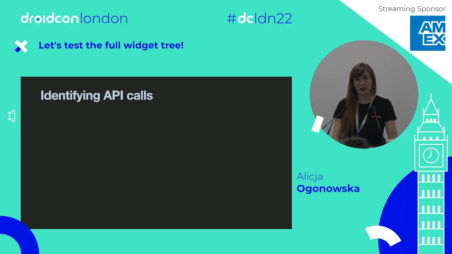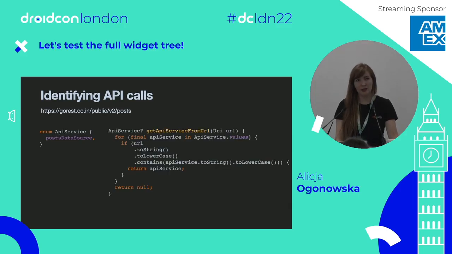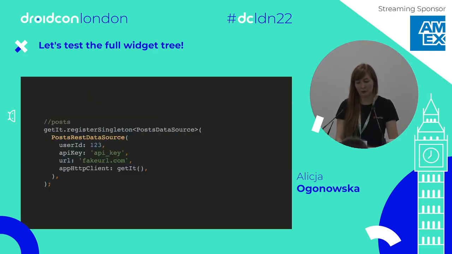Now I would like to identify the API calls because, as I said, there will be, okay, in this case just two, but I need to know which ones they actually are. And as I said, there will be only one API service, which will be my post data source. For that, the easiest option to identify the API service is to use the name of this class as a URL. So I will go back to where I was registering the data source, and I will change my fake URL to something that actually represents this exact API service.